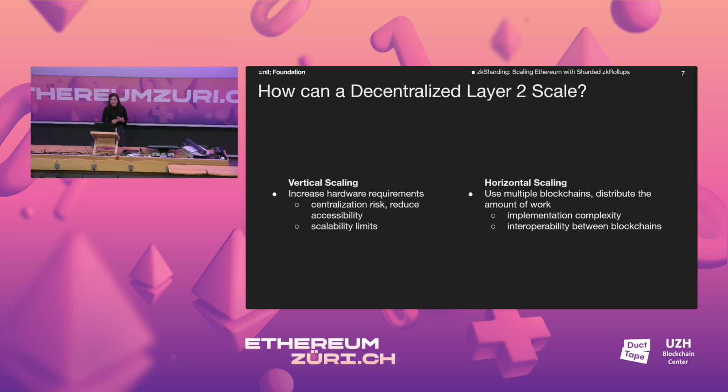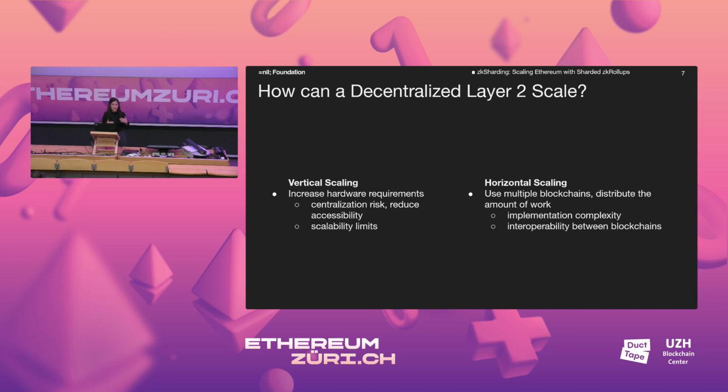And you know that scaling is not a new issue in the blockchain world, and it has been discussed for many years. It's not a new question. And the proposed solutions usually fall into 2 categories. We could have different categories, but for this talk, I just chose these categories: vertical scaling and horizontal scaling.